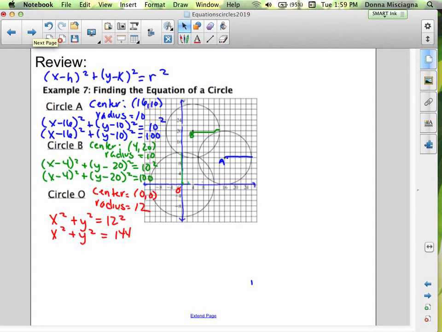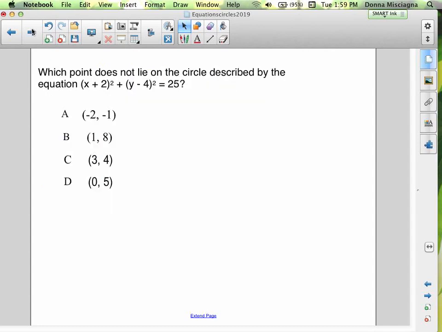The last thing we're going to look at is how do you tell which of these points is actually on the circle. Now, I wouldn't change the format of the circle. You could change it if you wanted to, but I wouldn't change it at all. I would just plug in the x and plug in the y and simplify. I think that would be the easiest thing to do.